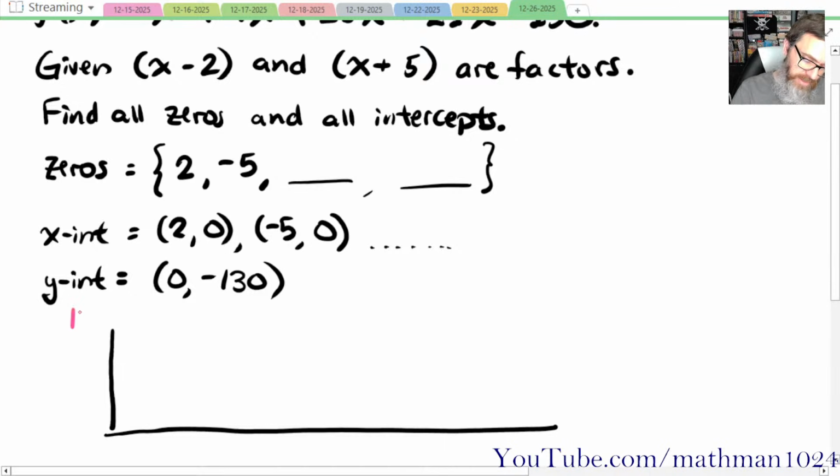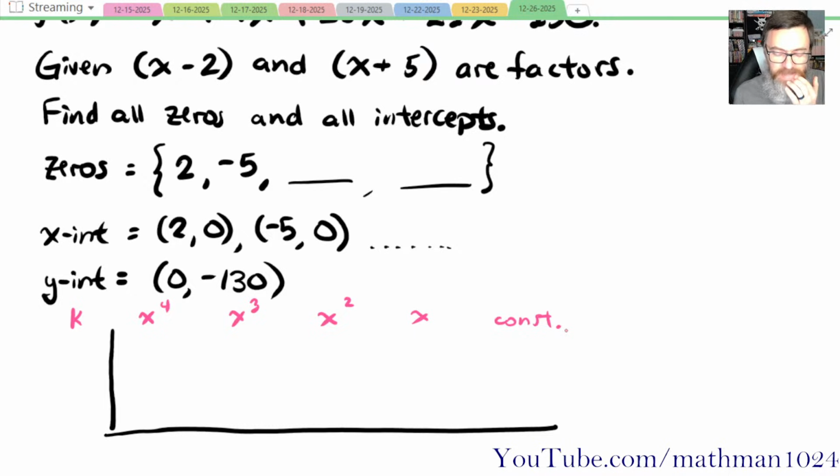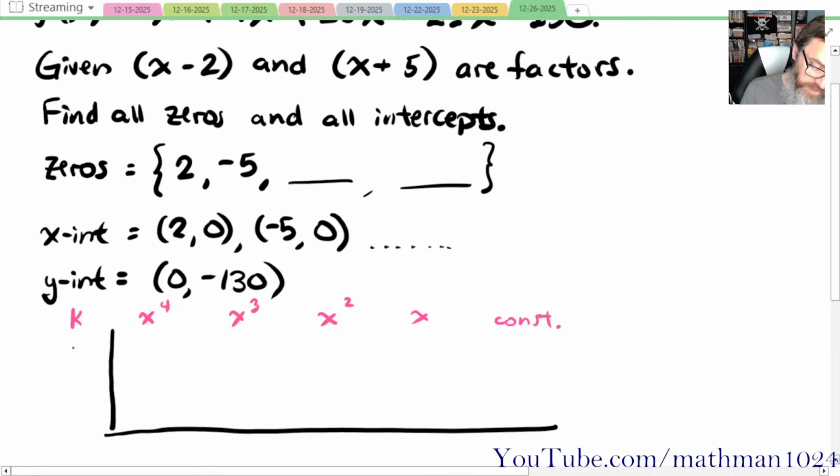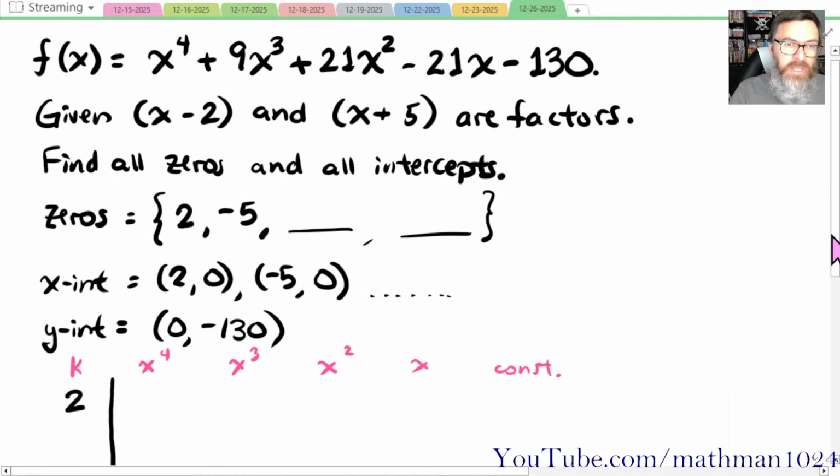Make sure I get my headings, k, x to the fourth, x to the third, x squared, x, and my constant. All right, so let's use the first. First of all, it doesn't matter if you use 2 or negative 5 first. It really doesn't matter. I'm going to use 2 because it was the first thing that's given to us. Let me slide up here a little bit. My coefficients are 1, 9, 21, negative 21, and negative 130.